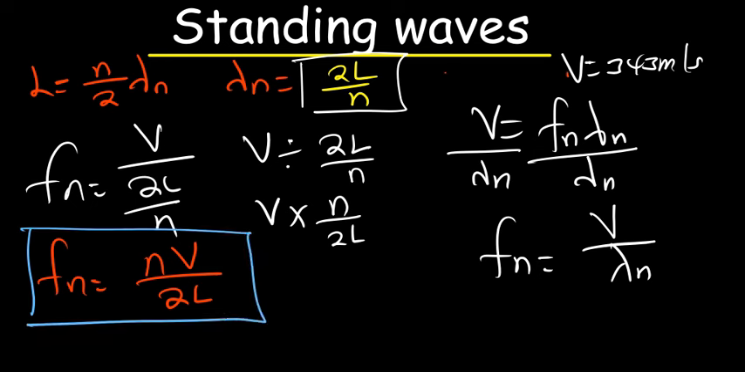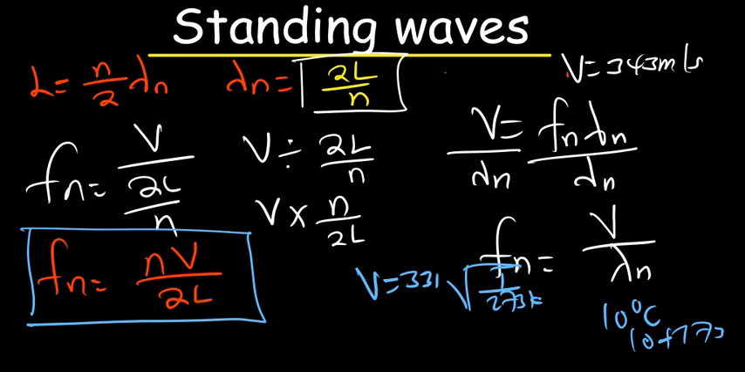If I know the velocity, okay, you only use 343 if they have not mentioned anything about the velocity. If they give you the temperature, you need to find the velocity using this formula: 331 times the square root of the temperature divided by 273 Kelvin. If the temperature is given in degrees, you have to convert it to Kelvin. How do you convert from degrees to Kelvin? If you have, maybe, 10 degrees Celsius, add this 10 to 273, meaning that is now your temperature in Kelvin. Then find the velocity.